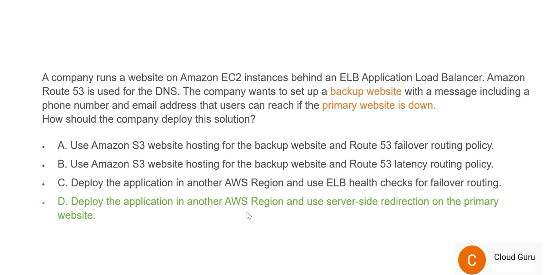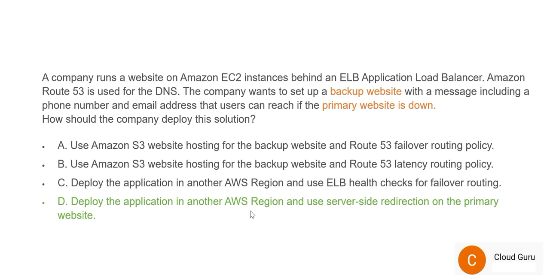Now the second problem here is you are using another AWS region for this purpose. This will be very costly actually. Why would you go into another region and set the same thing up when you can do the same thing in another AZ, in the same region, another availability zone? You can do that and you can save your cost. So that's why D is also a very expensive operation.